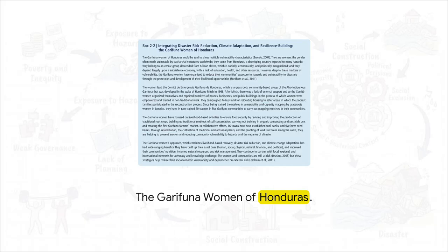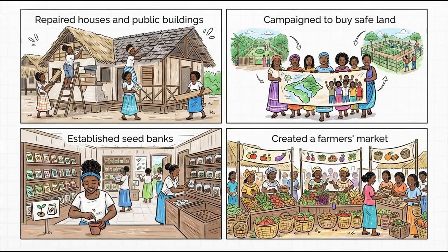We've talked a lot about the theory and the formulas, so let's look at a totally inspiring real-world example of building adaptive capacity right from the ground up. Following the absolute devastation of Hurricane Mitch in 1998, the Afro-Indigenous Garifuna women of Honduras received barely any external support. So what did they do? These grassroots women organized themselves to reduce their community's exposure and vulnerability to future disasters.